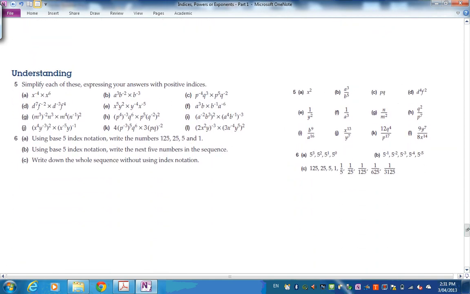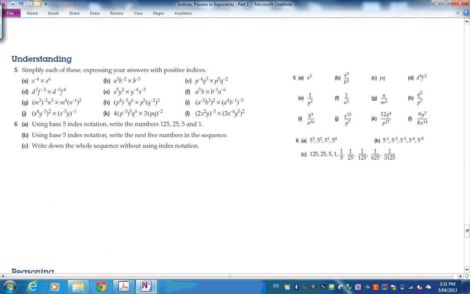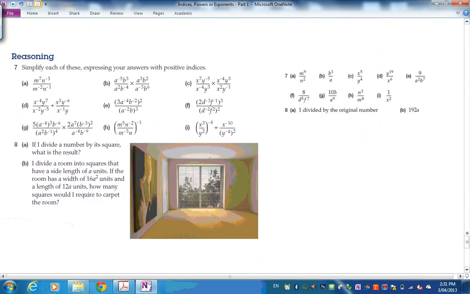Let's have a look at some of the harder ones here. 5 and 6, I don't think they are actually harder. A few negative powers. Remember you work with negative numbers. Okay, pause it and check that out. 7 and 8, slightly harder ones here probably. Lots of practice. More practice you get, the better. Pause that and have a go.